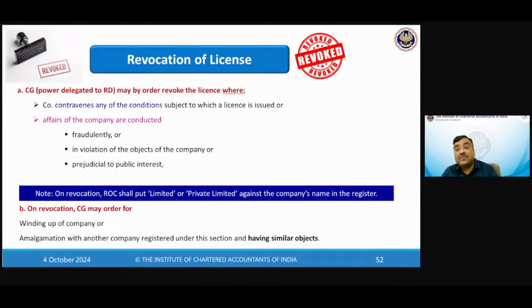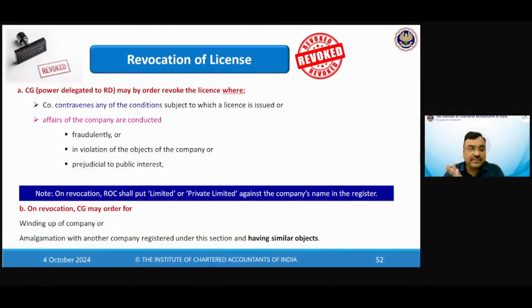object of the company. It means you are not going as a non-profit making, you are going as a profit making company, or any object which is prejudicial to the public के खिलाफ कुछ कर रहे हैं. In that case, central government, that is the RD, has power to revoke the license. An important note: on revocation, ROC shall put the limited or private limited against the name in the register. जब लाइसेंस रिवोक हो गया तो आपकी कंपनी के नाम के आगे लिमिटेड या प्राइवेट लिमिटेड लिख जाएगा.